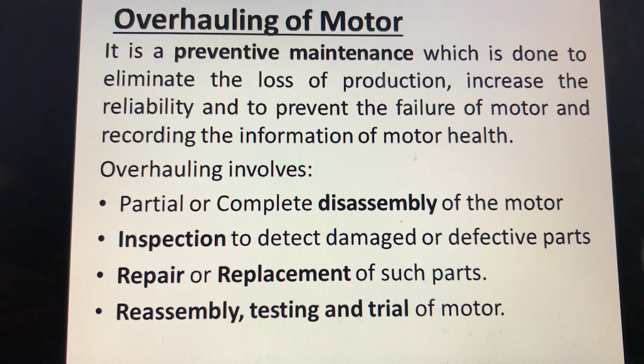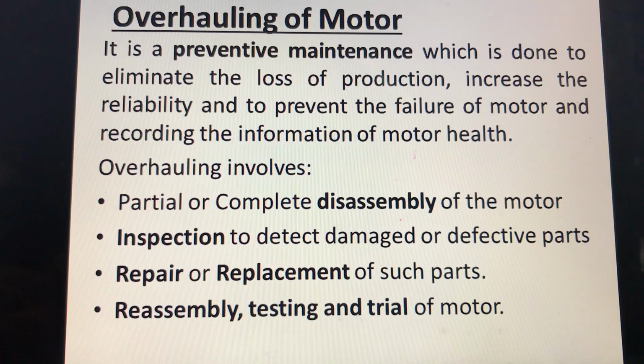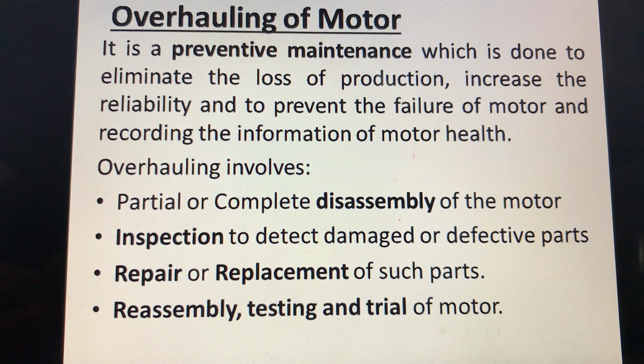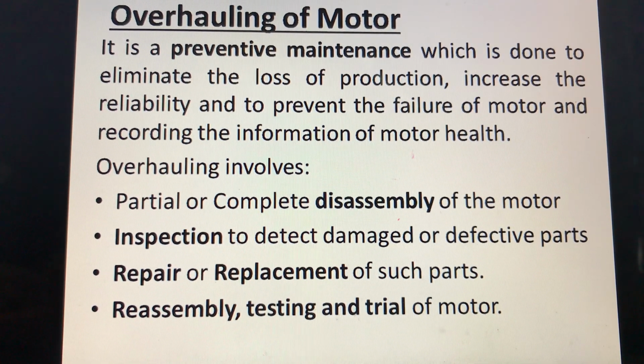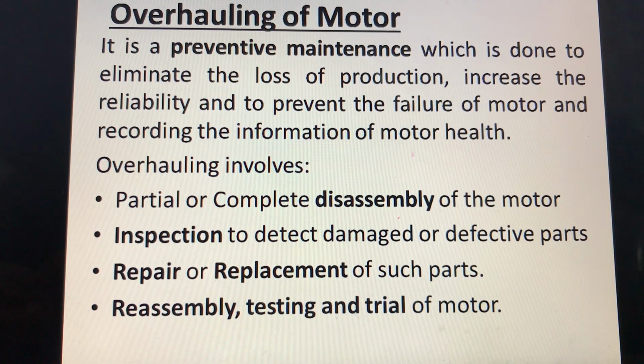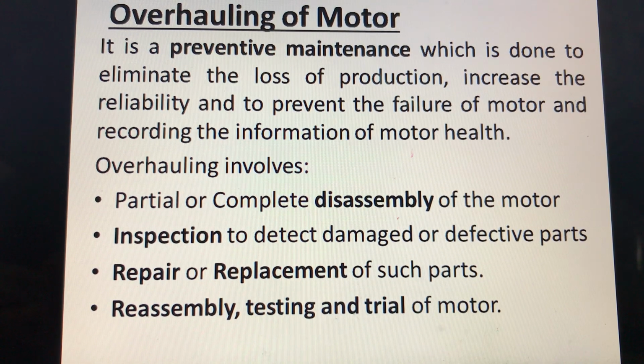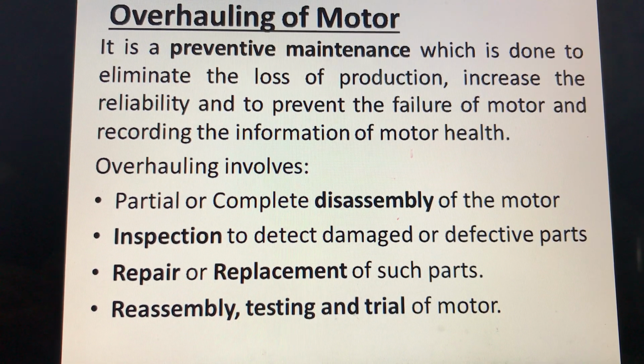Overhauling of motors is a preventive maintenance which is done to eliminate the loss of production, increase reliability, prevent the failure of motor, and record the information of motor health. Means they are taken before the motor stops working. It is a preventive maintenance.